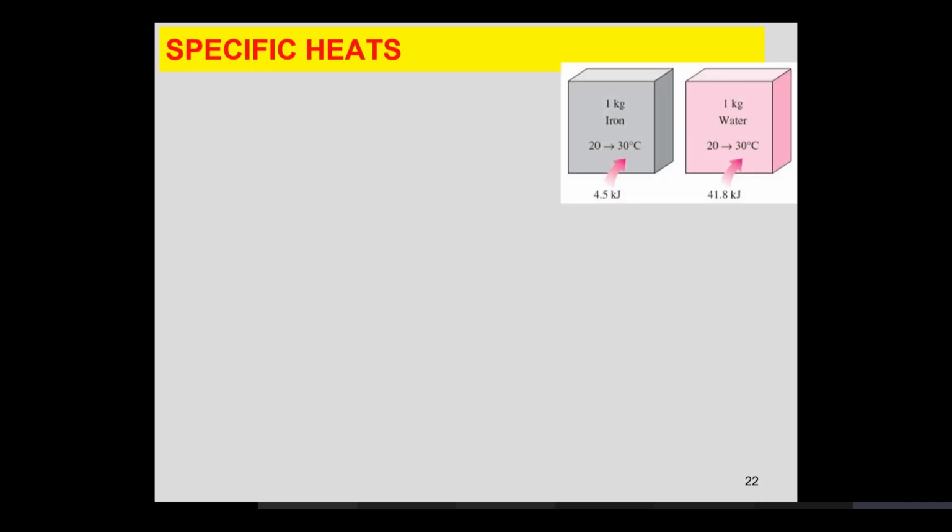Now the specific heats. We will be moving into the understanding of specific heats. It says that if you have 1 kg of iron and 1 kg of water, and you have to raise the temperature of both from 20 to 30 degrees centigrade, in one case iron would take 4.5 kilojoules of energy, whereas the water would take roughly 10 times the same energy, which is 41.8. So that means the energy that can be contained within a system is dependent upon that system or that material.